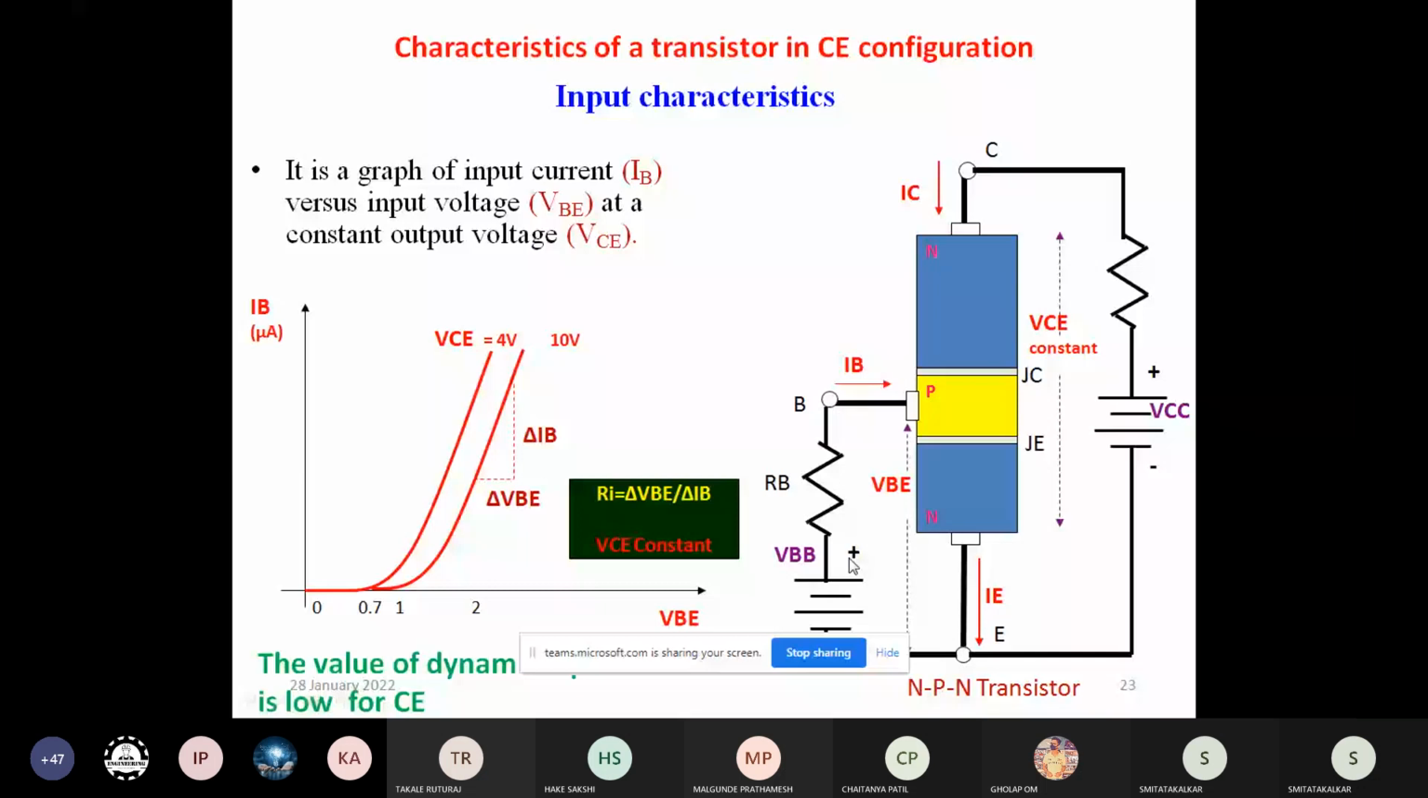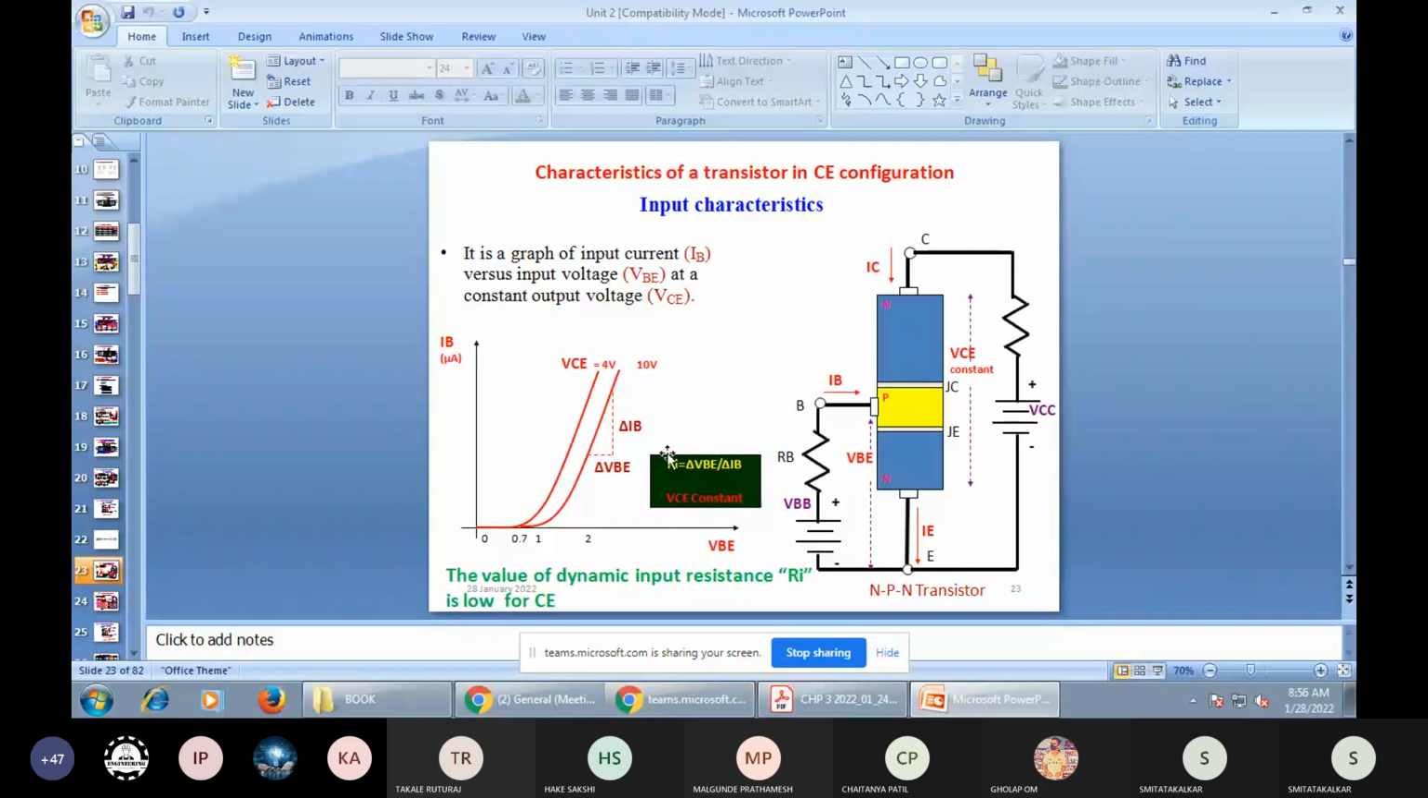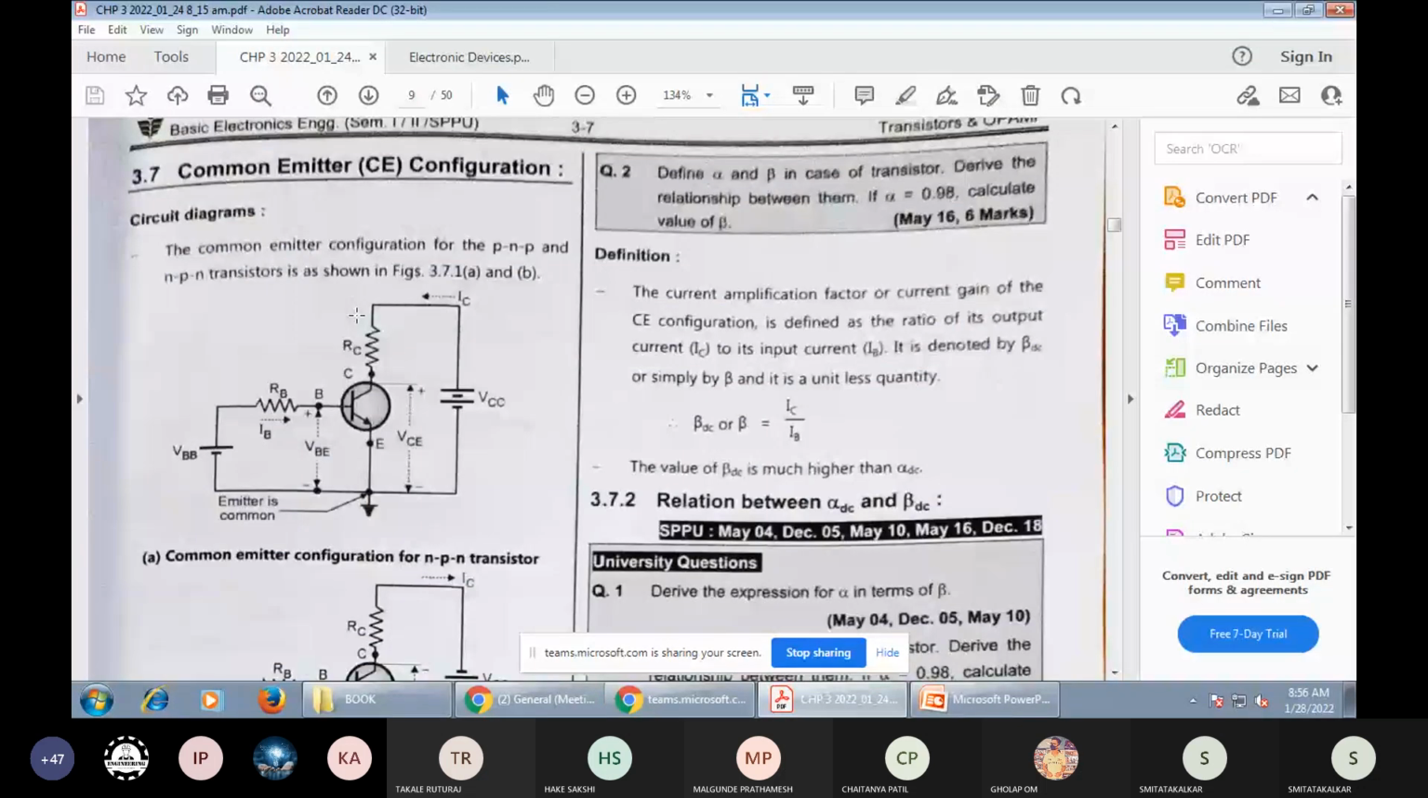Biasing is possible here because the dynamic input resistance is very low. Very low means its value is only 10 to 20 ohms, because the base terminal is lightly doped and the emitter terminal is heavily doped, but the emitter is connected to the negative charge, and the base is connected to the positive charge on the input side.